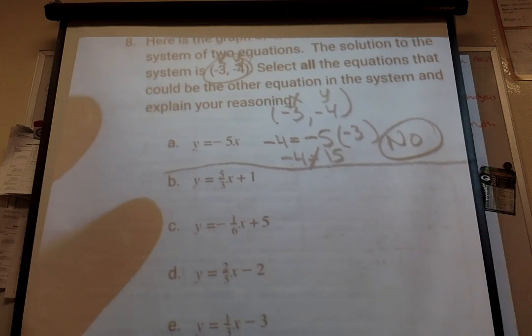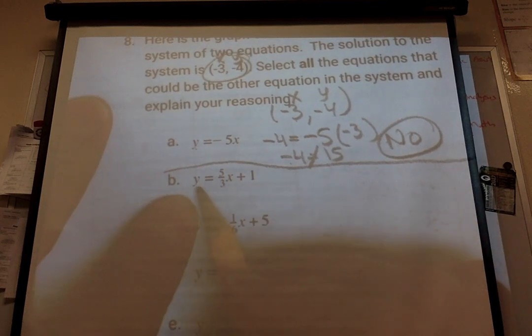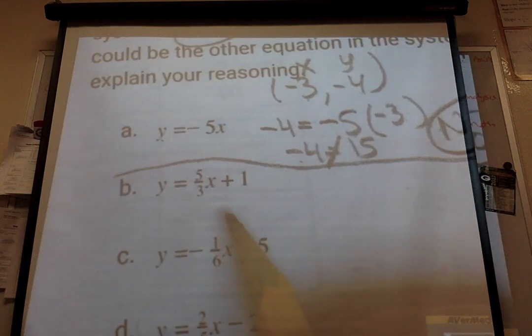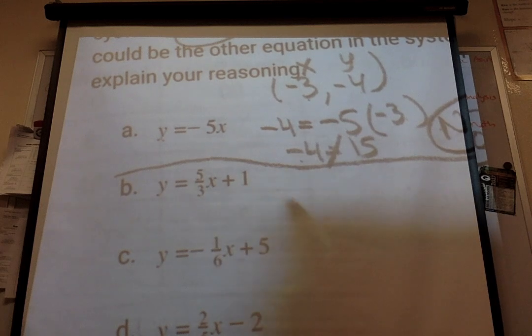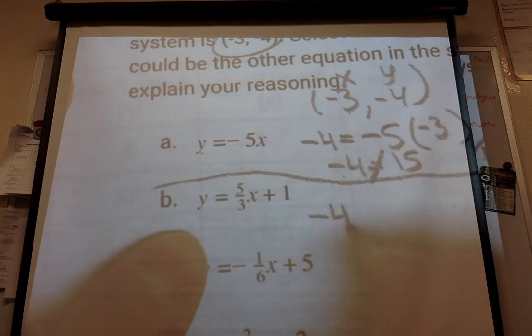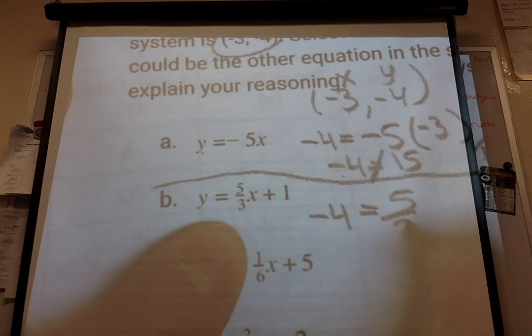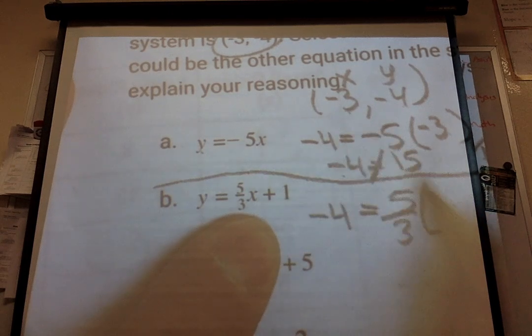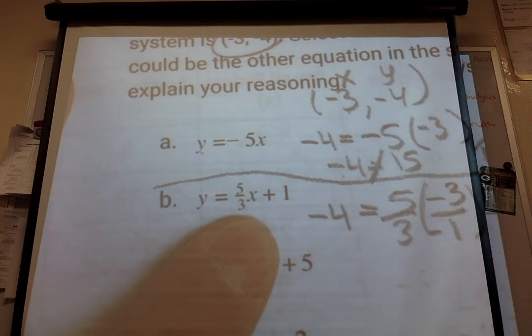Let's just use the same way in this one. All right, so we have y equals 5/3 x plus 1. So I'm going to fill in what we know. y is -4, equals 5/3 times our x value. Our x value was -3. And since we're dealing with a fraction, I'll put it over 1, just to make things a little easier. And then we have plus 1.